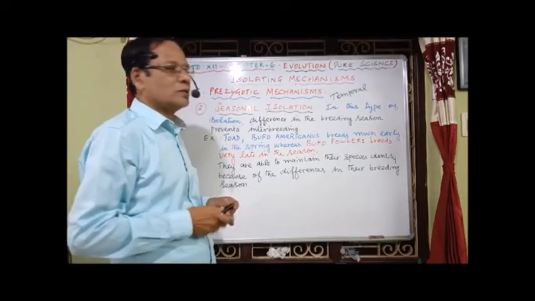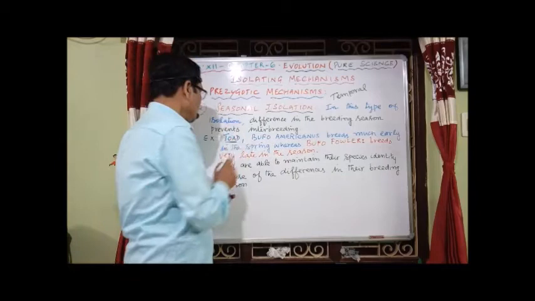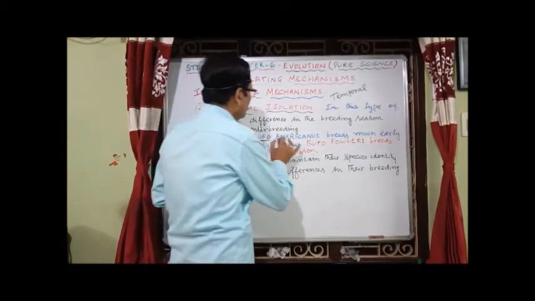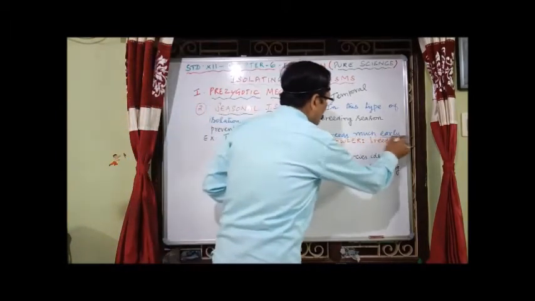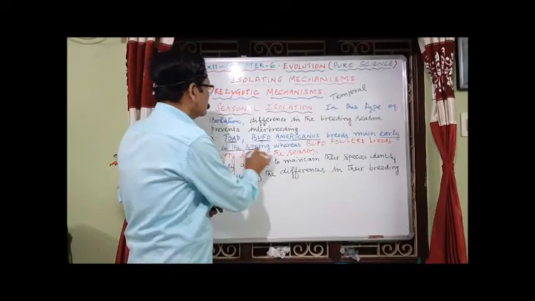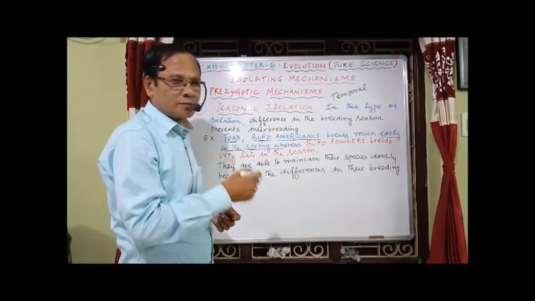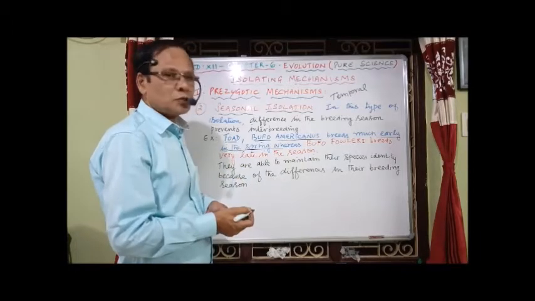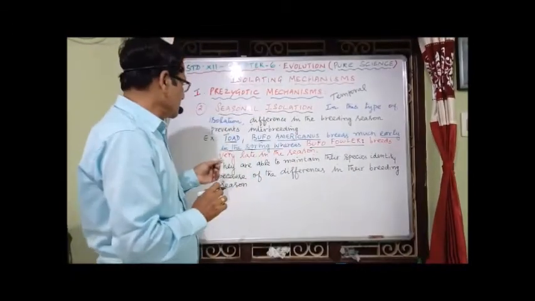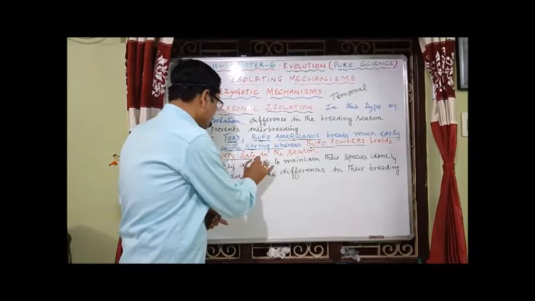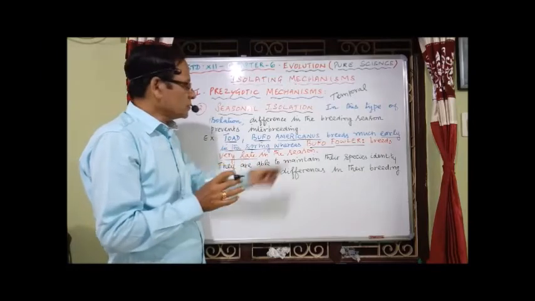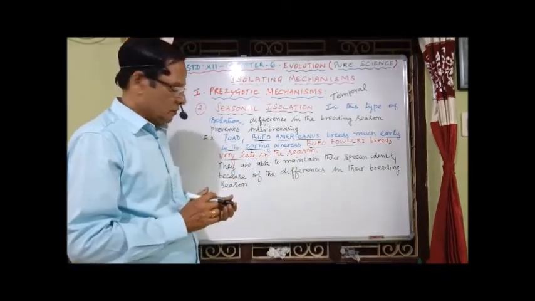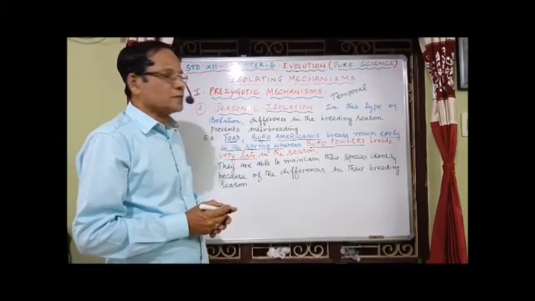Here the example given is the toad. Two different types of toad are given. One is Bufo americanus. This one breeds much earlier, in the spring season. Whereas another toad, Bufo fowleri, breeds very late in the season. So this one breeds in the early spring and this one in the late spring. That's why these two species do not interbreed, and they are able to maintain their species identity.